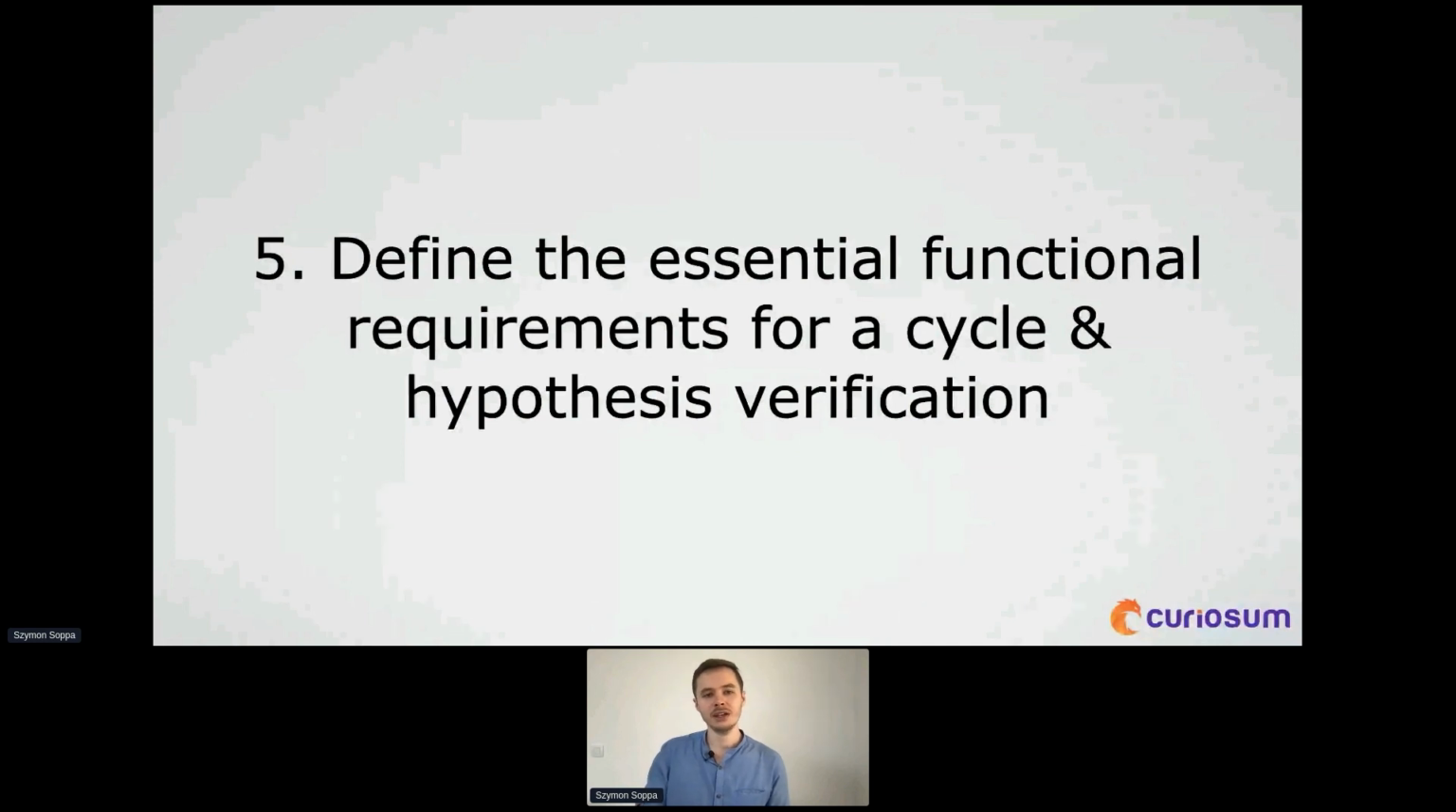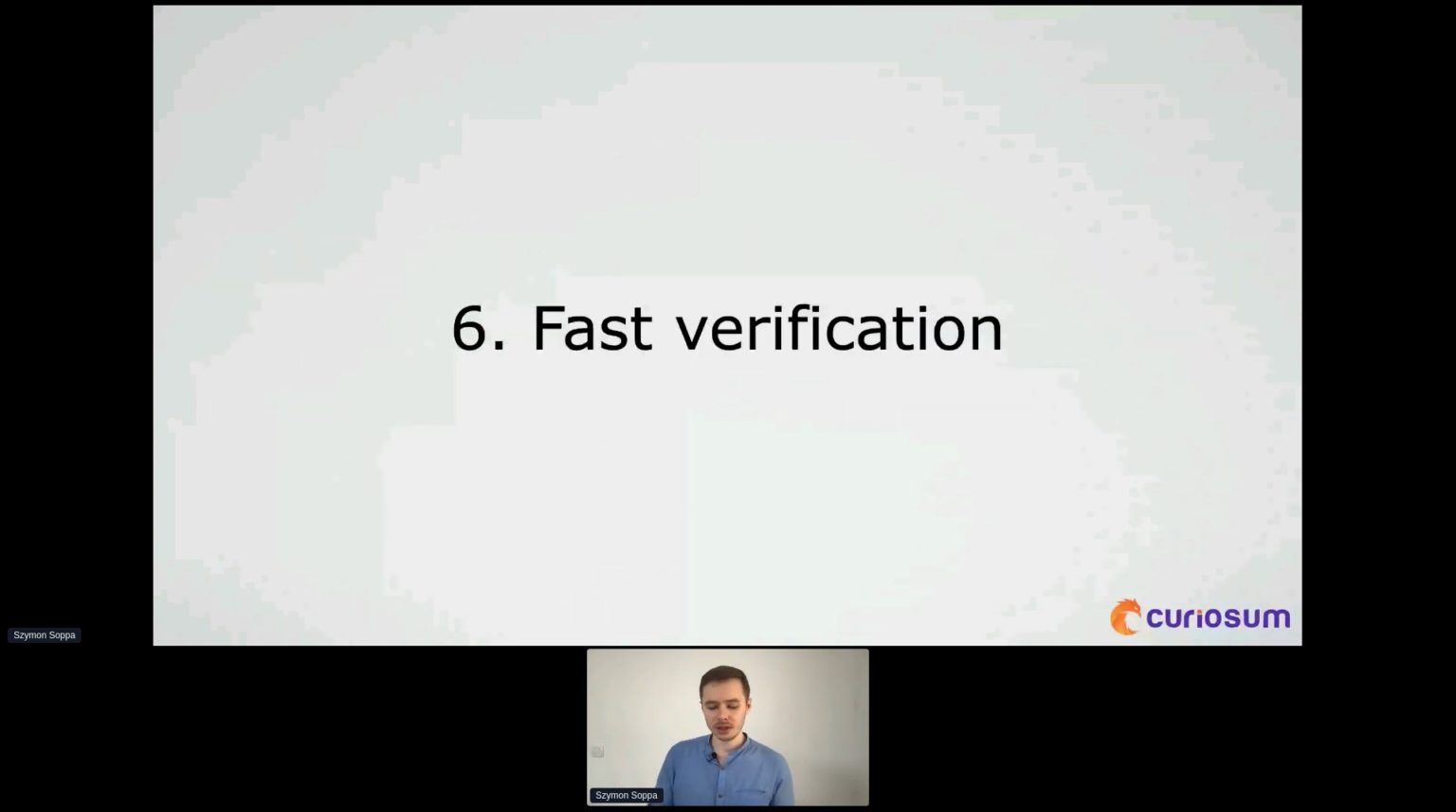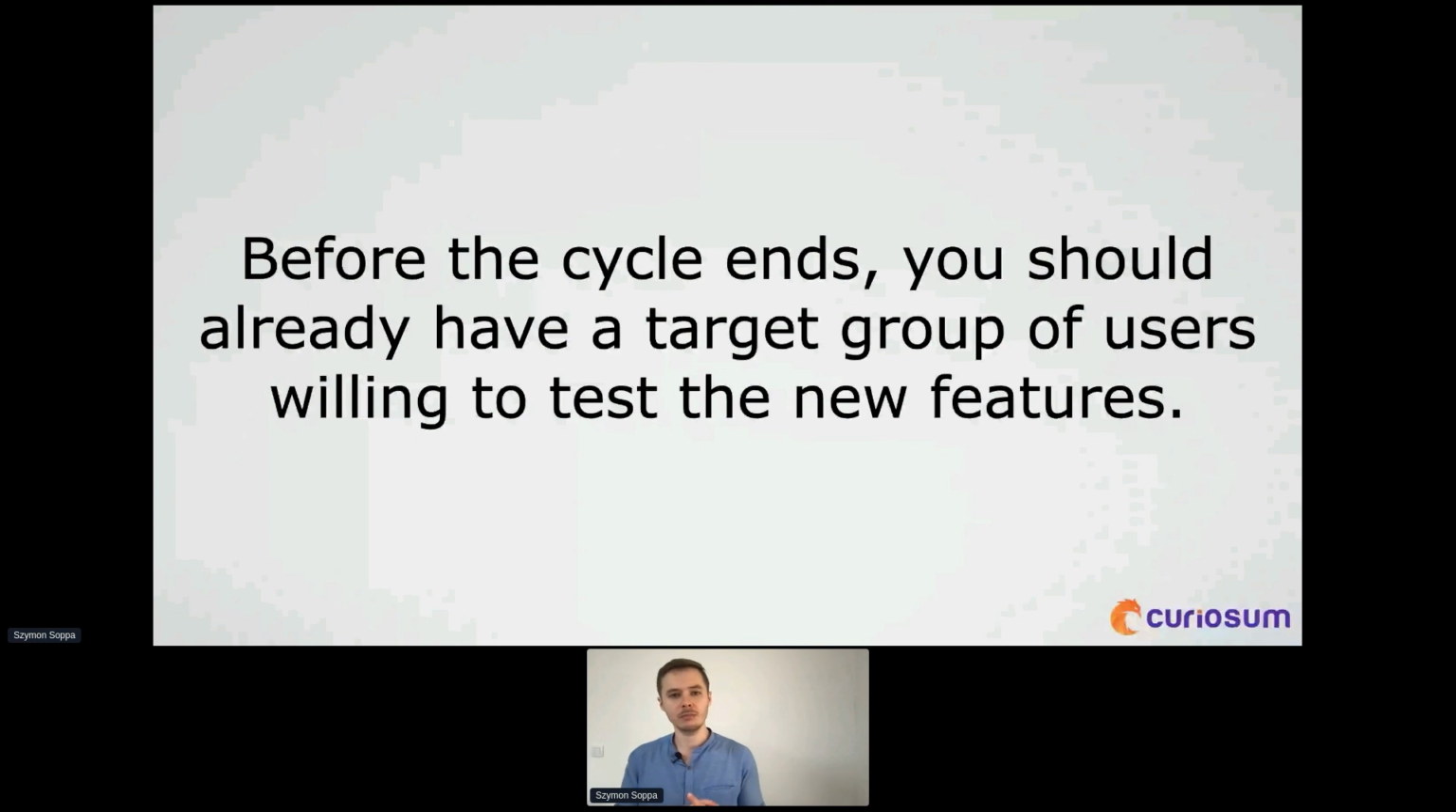Okay, then we go to defining the essential functional requirements for a cycle and hypothesis verification. So each MVP cycle has its own hypothesis, and you should not do more than what's required to verify it. And the last point is fast verification. So I would say that before the cycle ends, you should already have a group of users, early adopters, willing to test your product. Okay, so don't think about finding these people once you're done with the MVP iteration. Find them sooner, because it's all about the time.